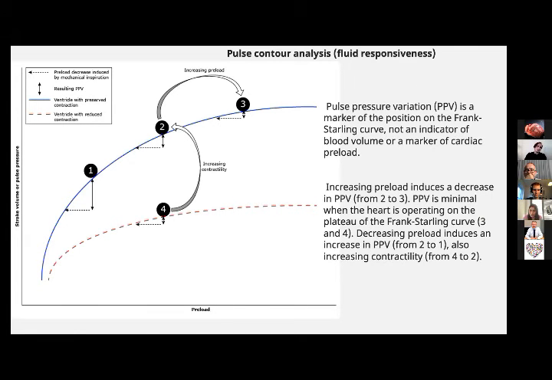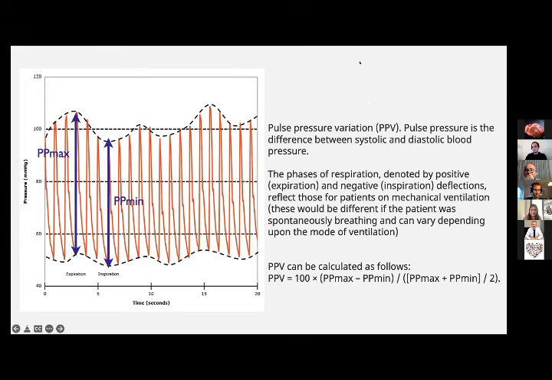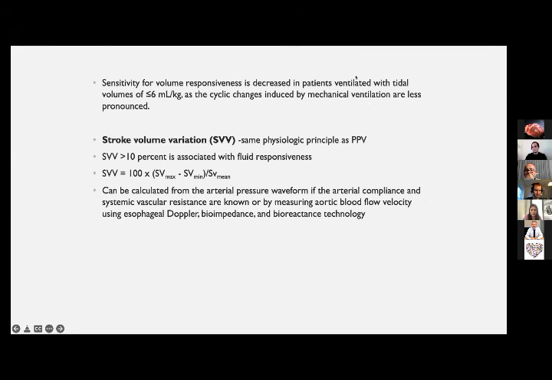Something new that is used in septic shock is the pulse contour analysis. They measure the pulse pressure variation, which is a marker of the position on the Frank-Starling curve. And you can see by changing preload how this pulse pressure variation varies, and it is a surrogate marker for the fluid status of the patient. So if you decrease preload, you have more PPV, and you go from 0.4 to 0.2 here, you see that there is more contractility. So these are some ways you can assess the patient's hemodynamic status.